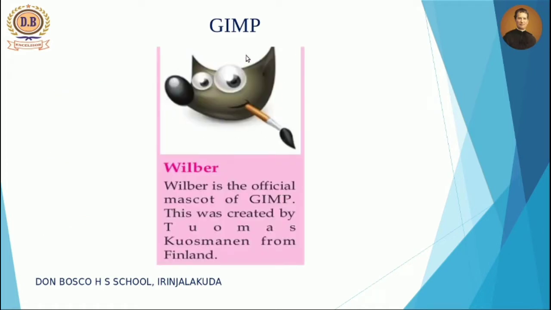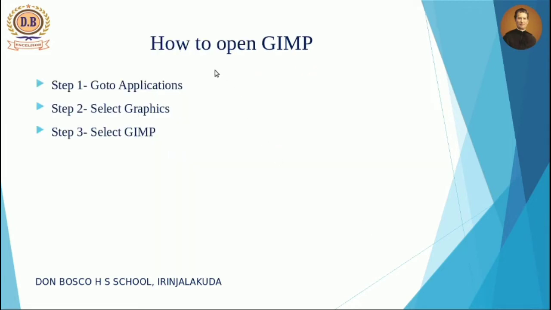Then this is Wilbur. It is the official mascot of GIMP. This was created by Thomas Kosmanen from Finland. So this is the icon of GIMP software. Now how to open the software GIMP? The steps are, first one is go to applications, second step select graphics, then third step is select GIMP. So go to applications, then select graphics, then select GIMP.